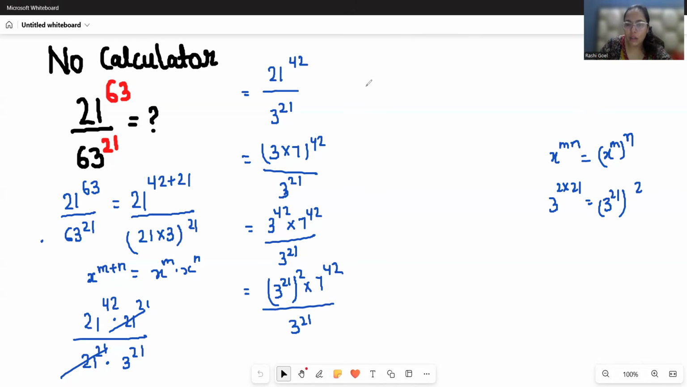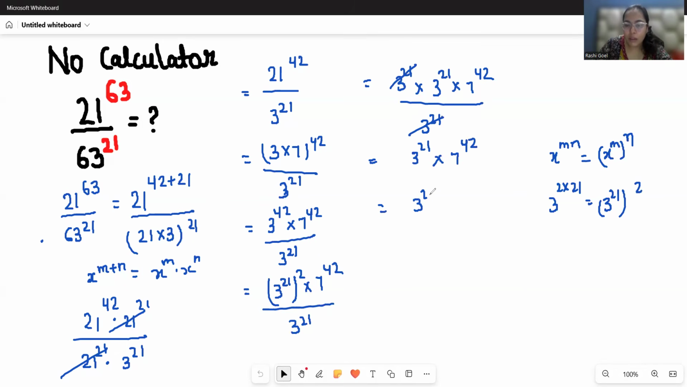Now this we can write as 3 power 21 times 3 power 21 times 7 power 42 over 3 power 21. We can cancel out this. So what is left in the numerator is only 3 power 21 times 7 power 42. Again, I can write this 7 power 42 as 7 power 2 times 21.